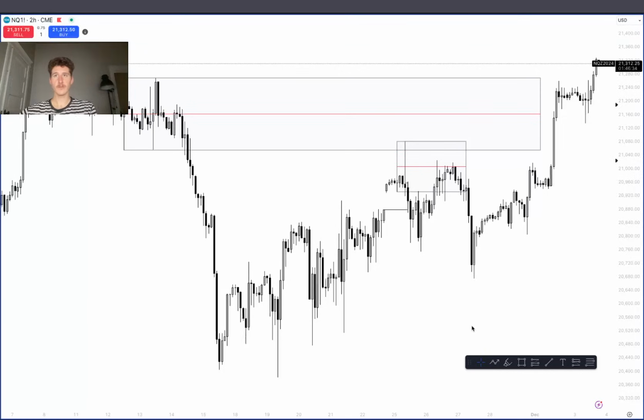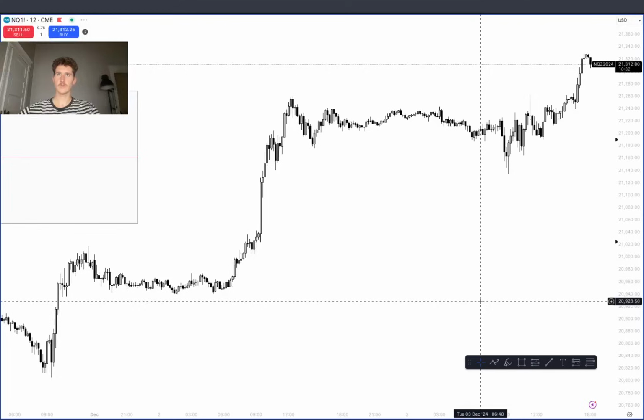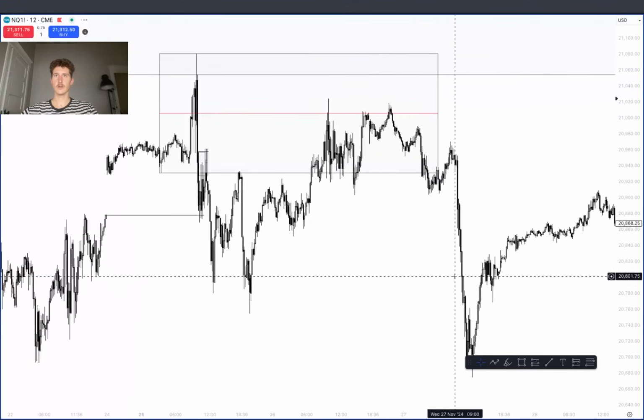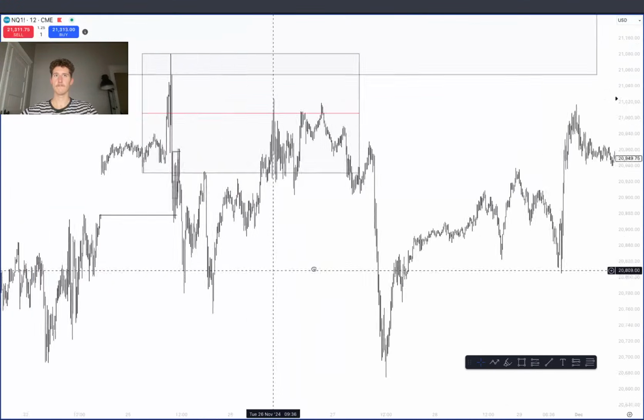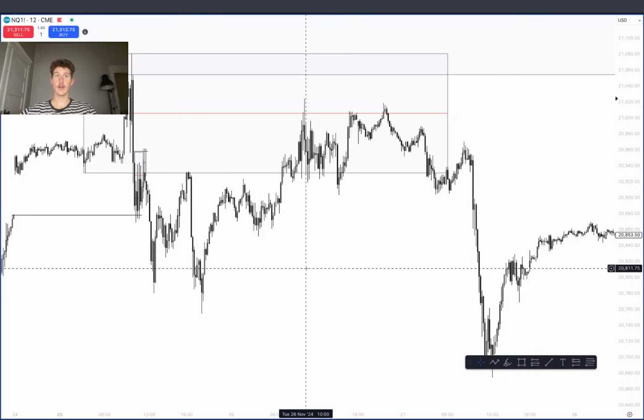Identify the trend on your middle time frame. The 12-minute chart is what I used on this one. So I'm going to look at the 12-minute chart right here. The 12-minute chart is bearish. Now, why did I use the 12-minute chart?